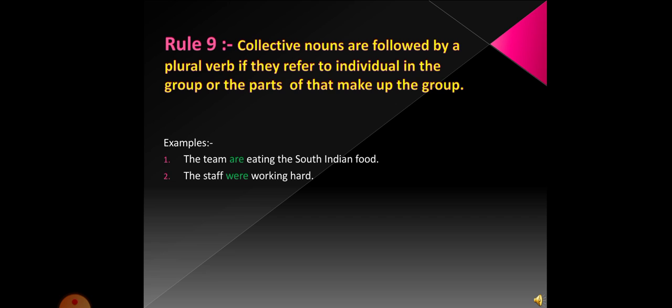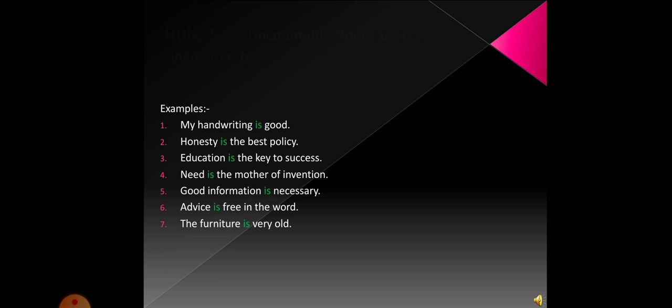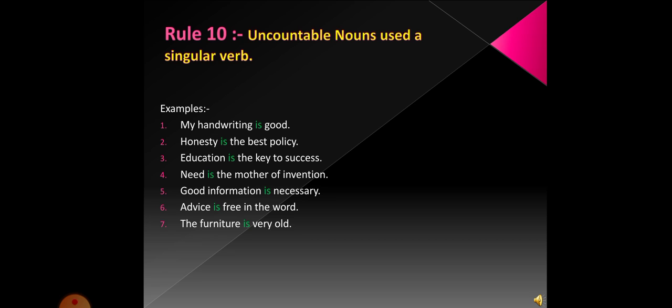The staff were working hard. Now, the next rule. Uncountable nouns use a singular verb. Wherever you see that there is an uncountable noun, there you should use a singular verb. Like, my handwriting is good. My handwriting, I can't count my handwriting, so I have used here is, which is a singular verb.